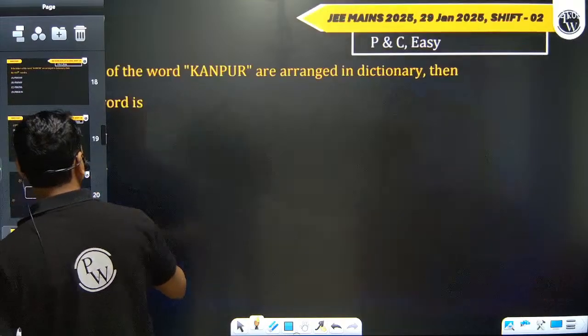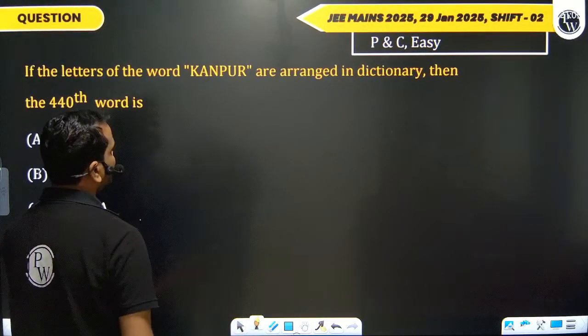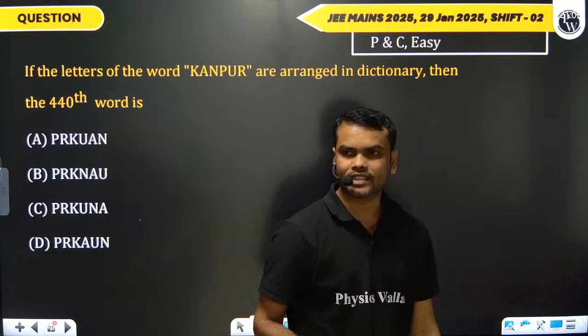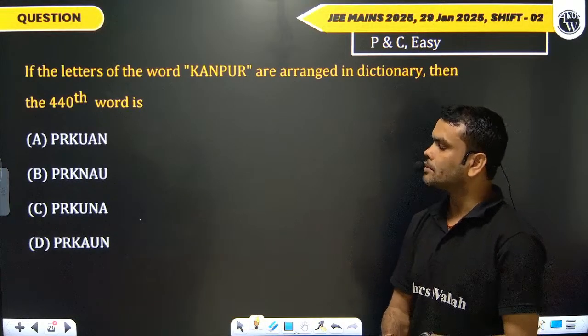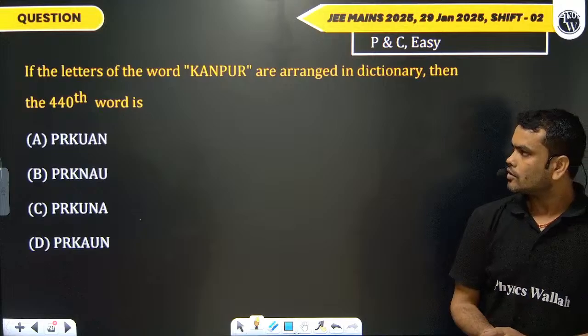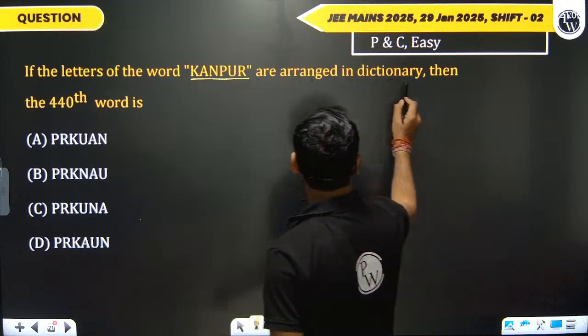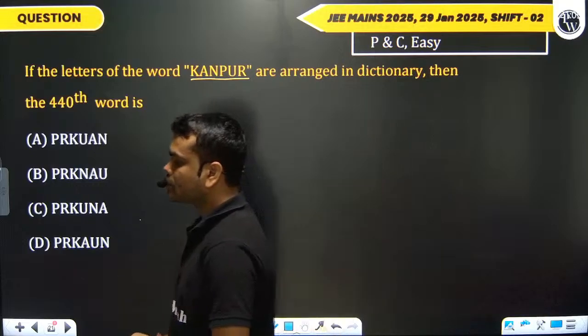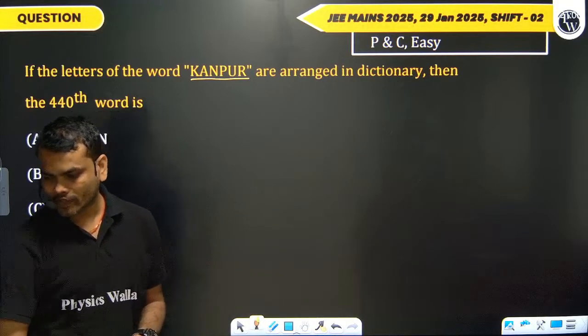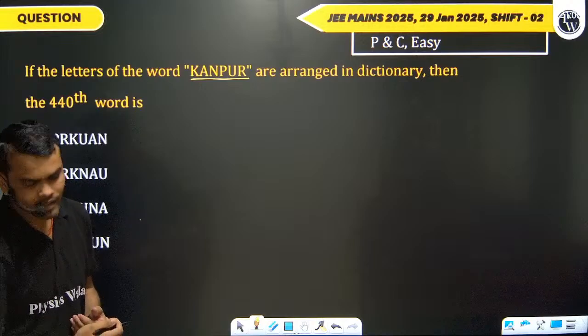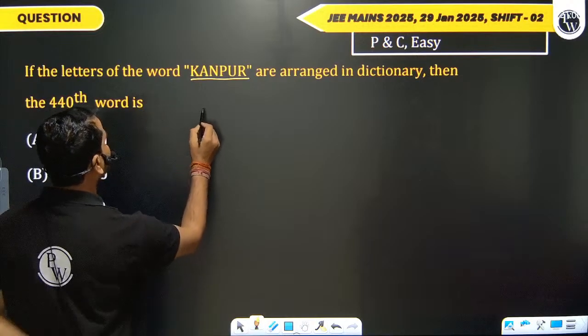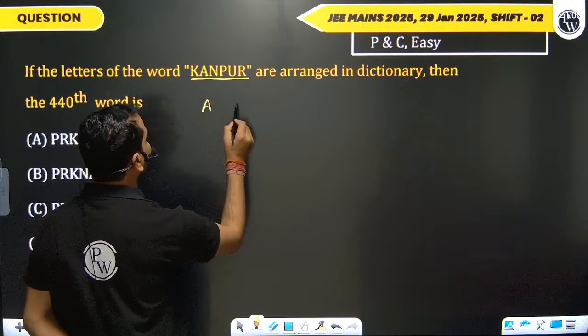Okay, so let's take the first question, and you can see this is a dictionary question, a standard kind of question we practice in the class, right? The first question is, if the letters of the word Kanpur are arranged in dictionary order. Obviously, if you arrange it in dictionary order, which one will come first? The A will come first, right? So A will come first, then what will come?